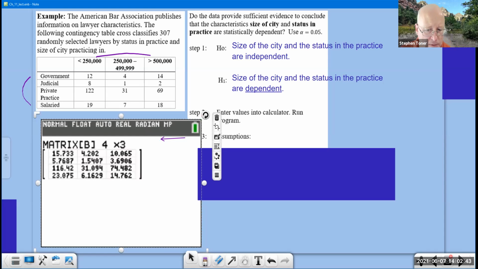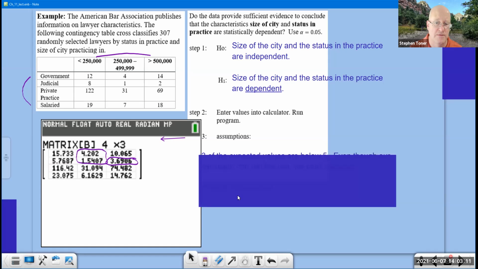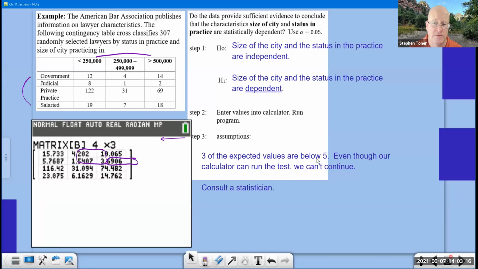And when you actually look at this now, you'll see that we've got several small numbers. Notice there are 2 numbers in the second column that are underneath 5. And then I've got this 3.6906 in the third column that is beneath 5. 3 of those 12 numbers are below 5. Now we maybe could get by with 1 of those being below 5, but I'm going to say 3 of the expected values are below 5.